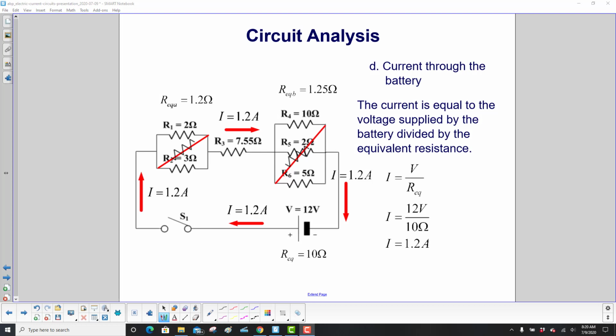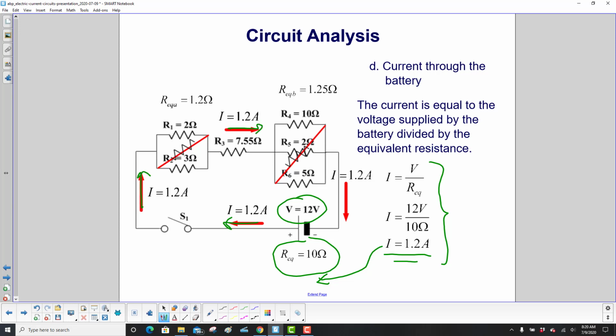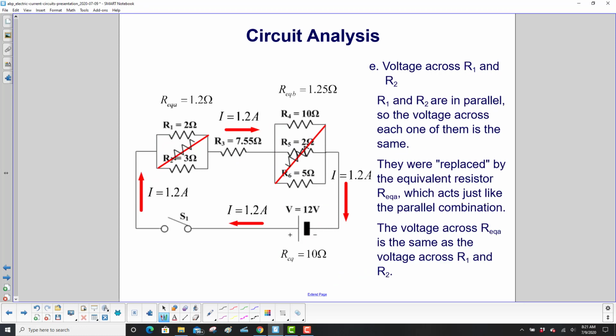We're in a position now to find the current through the battery because we have the voltage that was given. We found the equivalent resistance of the circuit as 10 ohms, so I is V over R. 12 volts over 10 ohms, we have 1.2 amps. And you can either write that down here, or like we've done here, just draw the current going around and round. Notice the full current goes through this resistance. The current splits here and also splits here, but always recombines to get back to the total current of 1.2 amps. Now we need the voltage across R1 and R2.